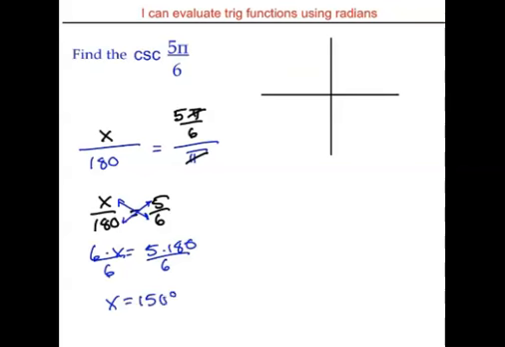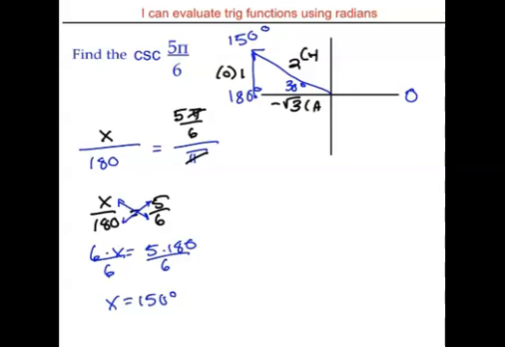So again, if I just can't stand doing radians, but try to think in terms of degrees, I can switch it to degrees, and then just do it like we were doing in the last unit. This is 150. This is my reference angle. Across from 30 is 1. This is 2. This is negative square root of 3. Okay, and this is the adjacent.